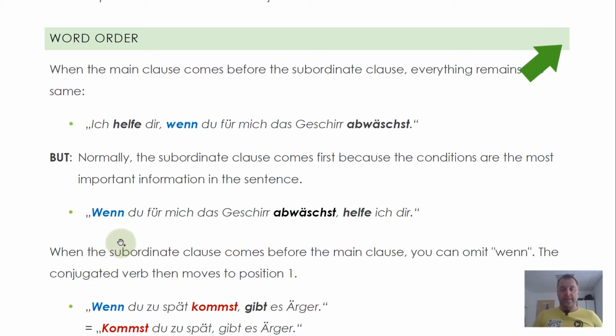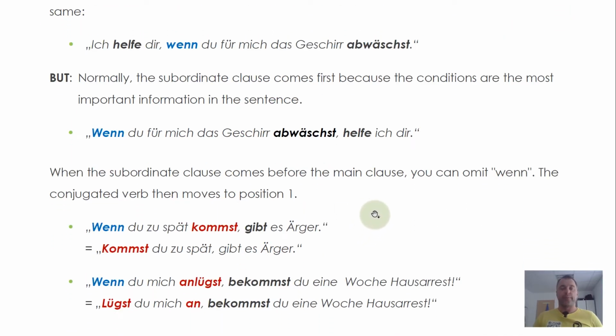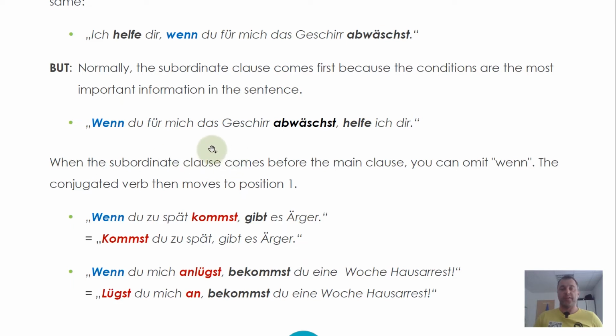So what can happen if we put the subordinate clause in front? Well, we can all leave it the way it is. For example, wenn du für mich das Geschirr abwischst, helfe ich dir. This is an entirely correct sentence, but we have a second option here if we put the subordinate clause, the conditional clause with wenn in front.